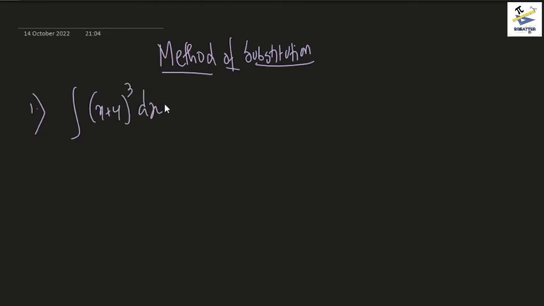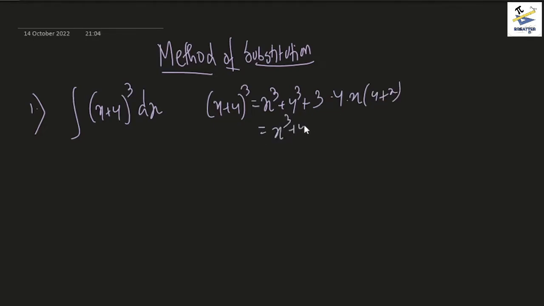Now this problem can be solved in multiple ways. The first way would be to expand this (x plus 4) whole cube. You can use the formula for (a plus b) whole cube: x cubed plus 4 cubed plus 3 into 4 into x into (4 plus x), which gives x cube plus 4 cube plus 12x into (4 plus x). So you can break it down as x cube plus 64 plus 48x plus 12x square.